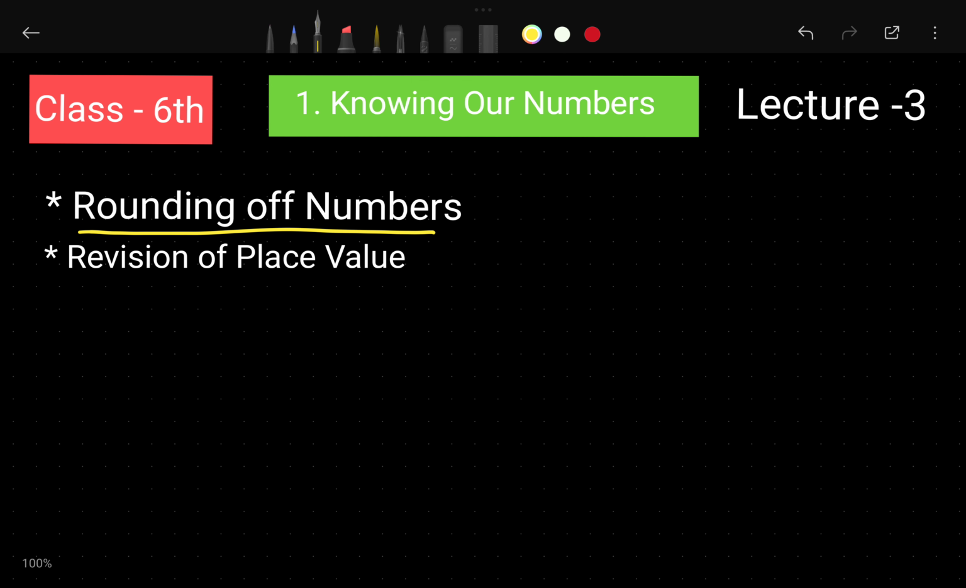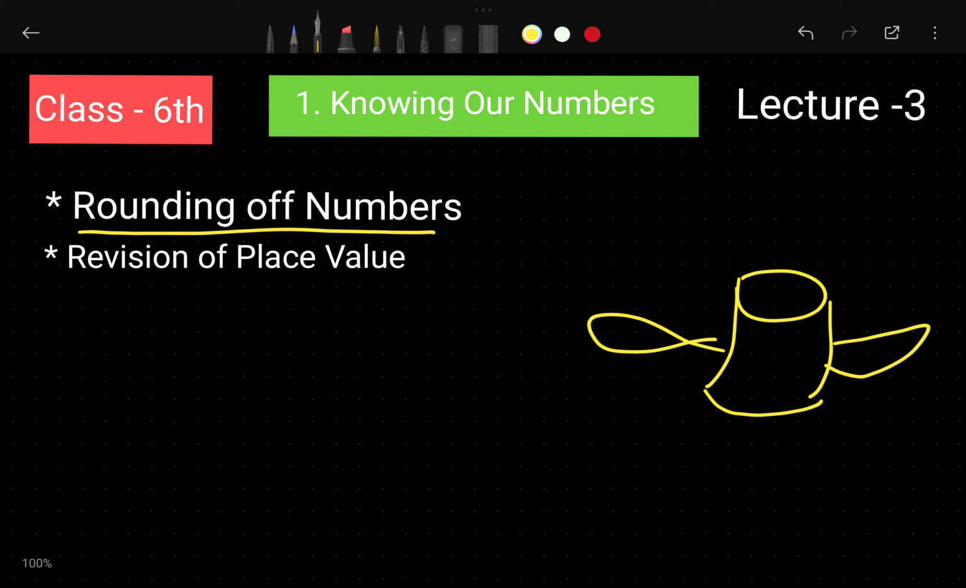First, let me ask you some questions and make this chapter interesting. Let's think this is a shirt, and suppose its price is 199 rupees. If someone asks you the price of this shirt, you will say the price is 200, right?